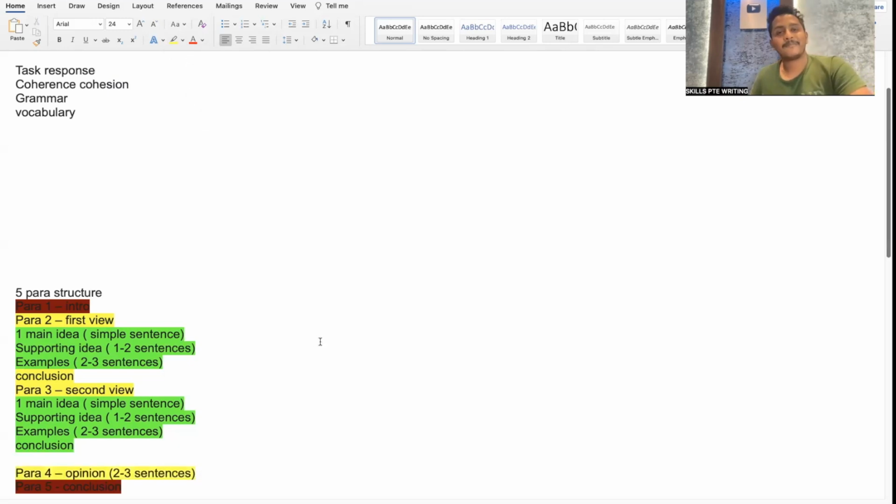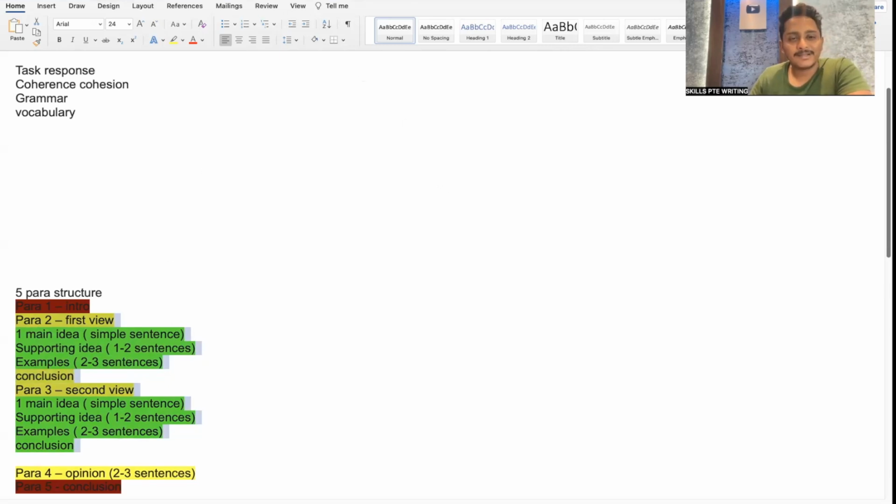Any doubts so far? So I have written an outer structure, that is external structure, and internal structure for para 2 and para 3. Para 4, you can just write with a template, I'll show you. But these two are very, very important. Any doubt so far?